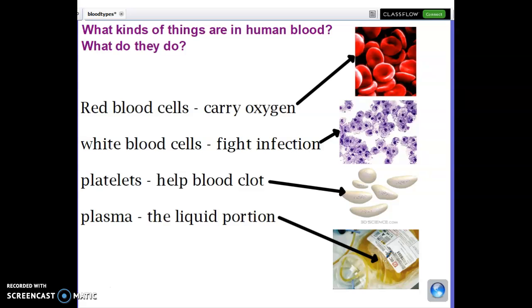It almost looks like a bag of pee sitting there, but it's not. What it is, they've taken all the cells out of the blood, and this is what you have left. So that's where your antibodies are carried, like whatever you had for breakfast that day, every shot you've ever gotten in your entire lifetime, all that stuff is in plasma.